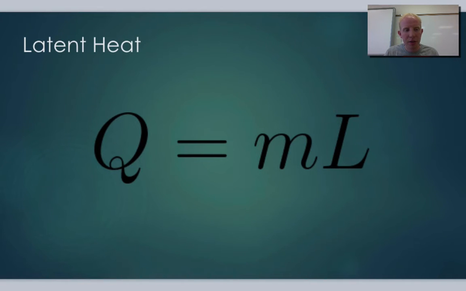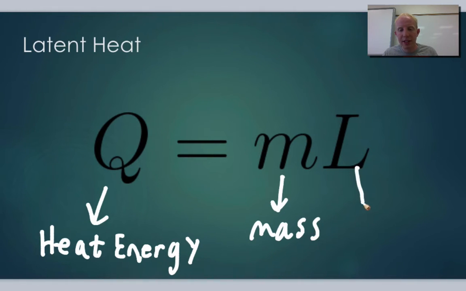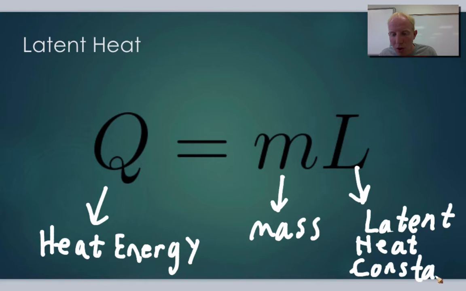Again, Q is our heat energy. Still measured in joules, it's just energy, but we think about it a little bit differently. So we make a big capital Q. So big Q equals mass times the latent heat constant. So basically it's not very hard to do.